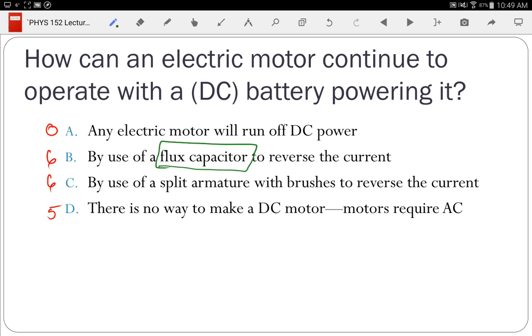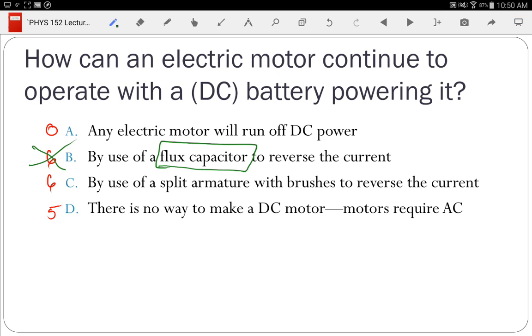Yeah, it sounds good. That's why they use it in Back to the Future. I mean, we've been talking about Gauss's law, and you use the flux, right? And we're going to talk about using flux for magnetic flux as well. So it sounds really good, but it's not. So that was not the answer, since flux capacitors don't exist.